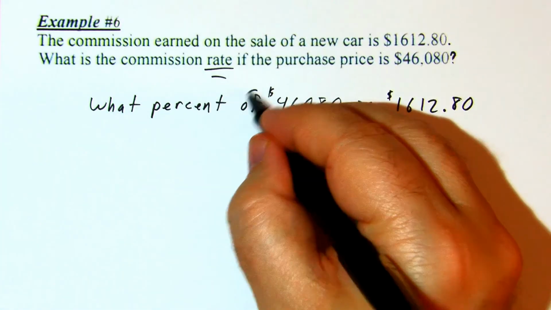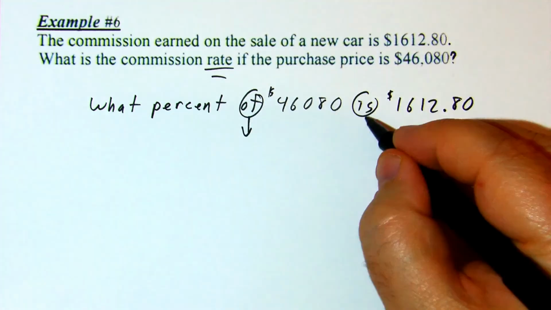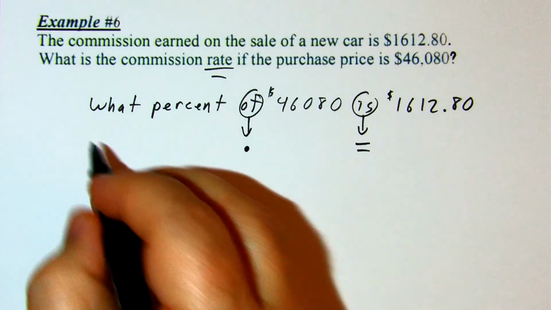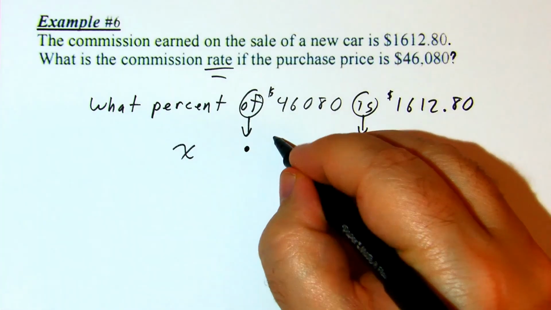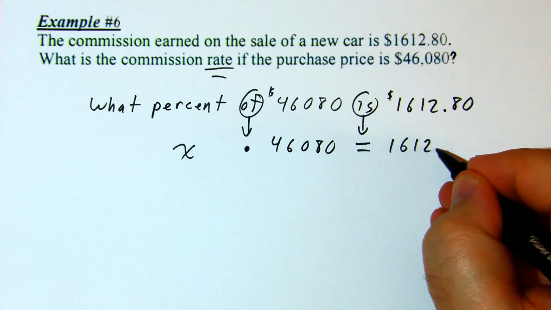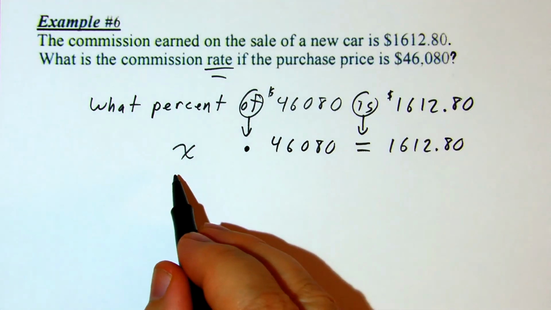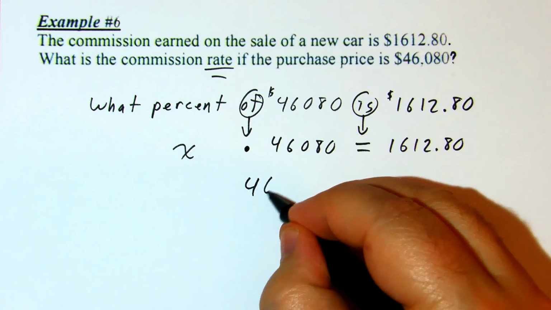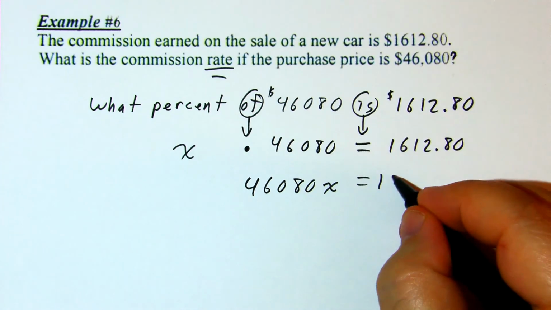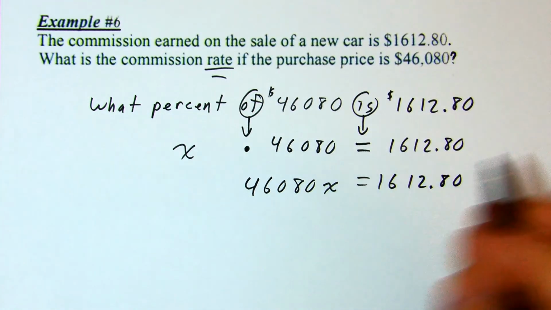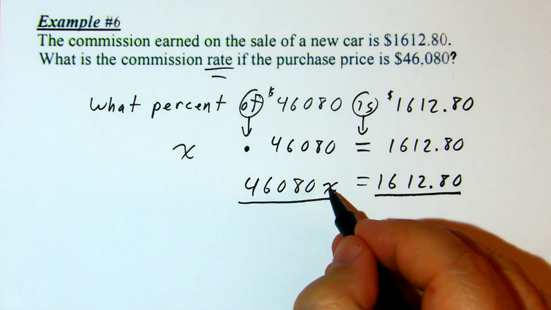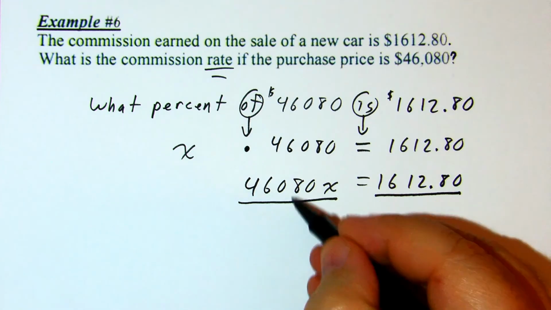And we continue to translate that English sentence. And so we don't know this, so we'll call it X. We bring this number down, and this one. We can rewrite this with 46080 as the coefficient of X. And then the rule, the strategy, is to take what they're multiplying X by, and we'll divide both sides by that.